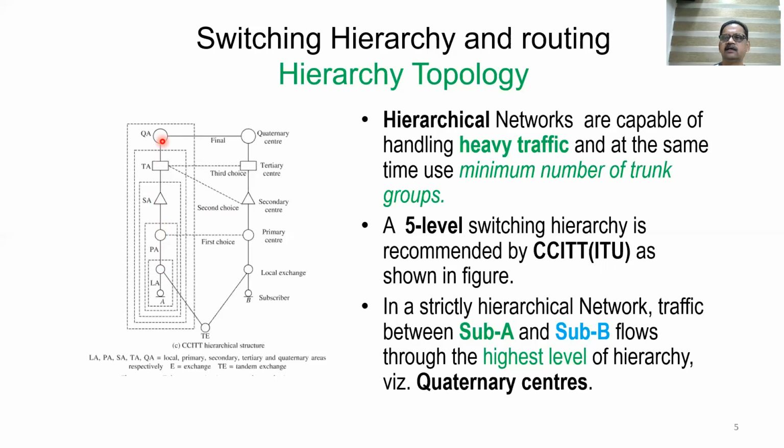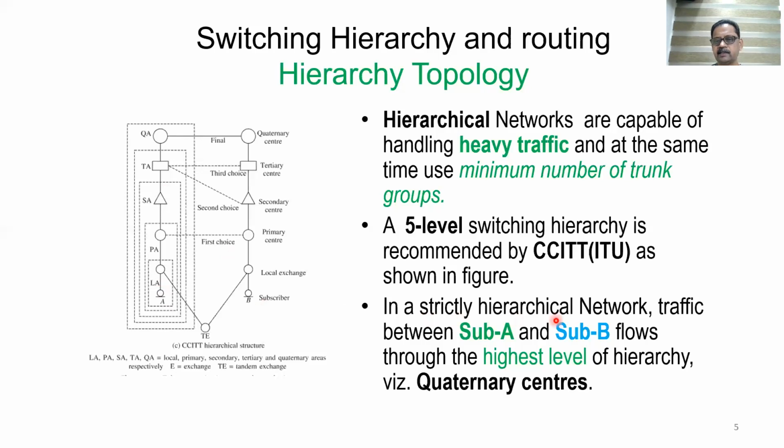Then in the other direction from A to B, this QA is connected to the other side QA, which in turn is connected to the tertiary center, then the secondary center and primary center and the local exchange, the exchange to which subscriber B is connected. So you can see 1, 2, 3, 4, 5 levels. Similarly, subscriber A also is connected by means of 5 levels. Further, we will discuss what is the meaning of local area, primary area, secondary area, tertiary area, quaternary area.